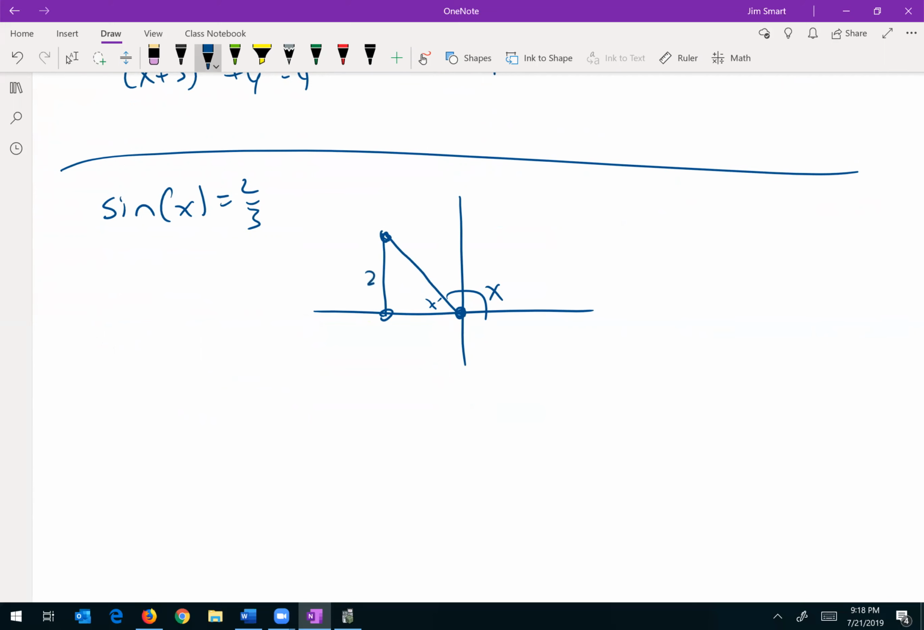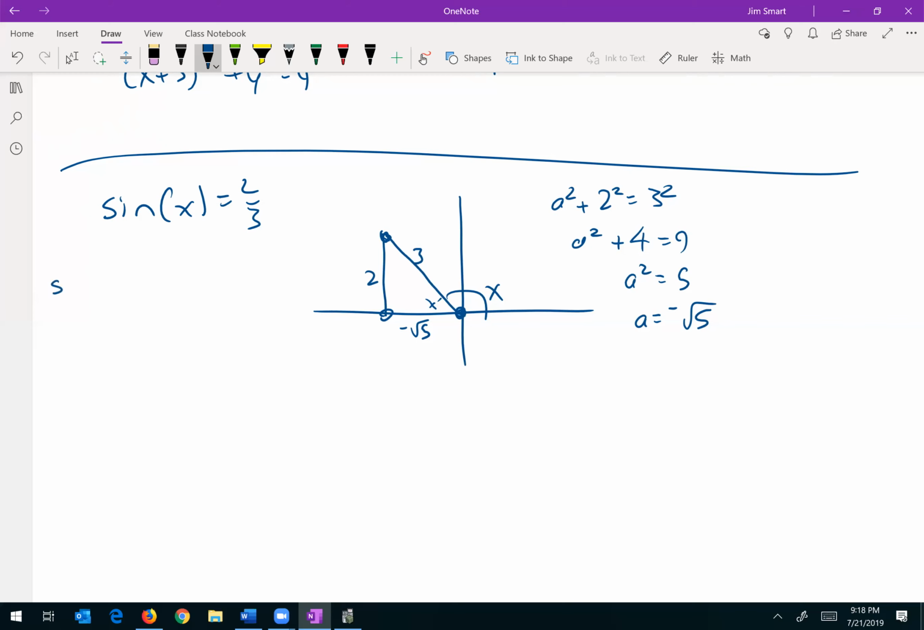Sine is opposite over hypotenuse. All right, so now I need to find the adjacent side. So I get a squared plus 2 squared equals 3 squared. A squared plus 4 equals 9. So a squared equals, subtract 4, that gives me 5. And a equals plus or minus the square root of 5. But since this is the x coordinate and it's to the left, it's going to be negative square root of 5. Okay. So that's the adjacent side, or the horizontal side.